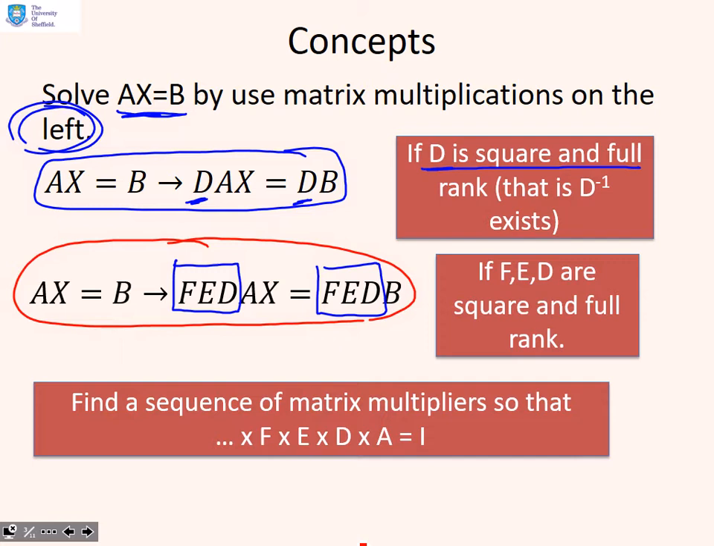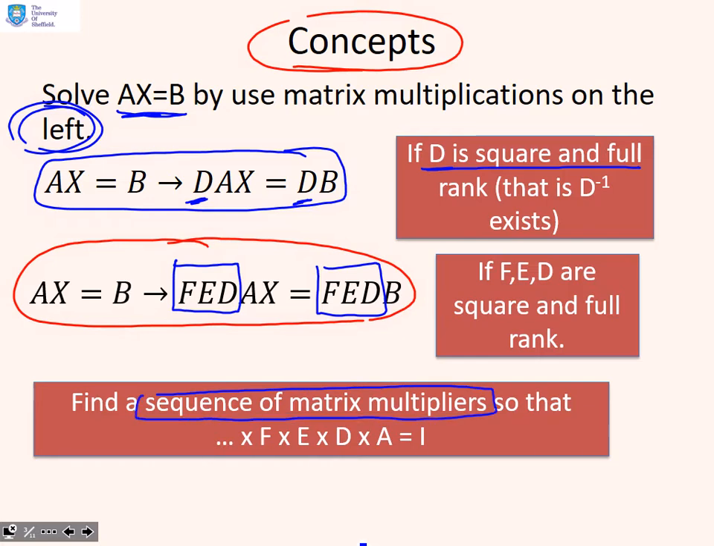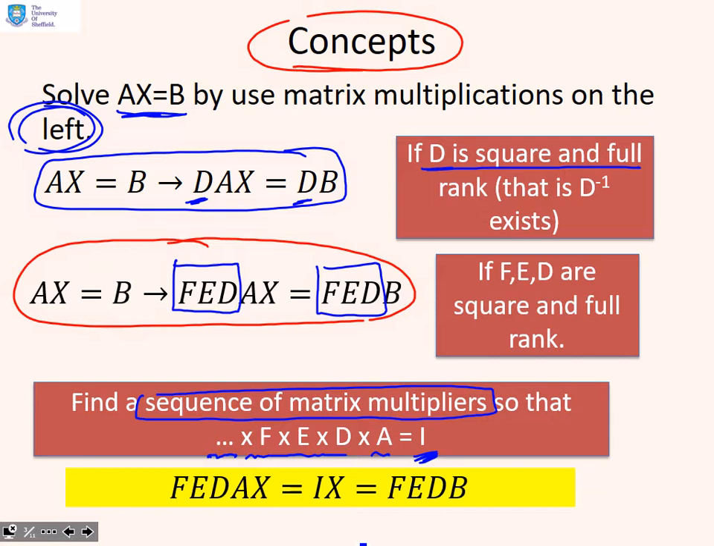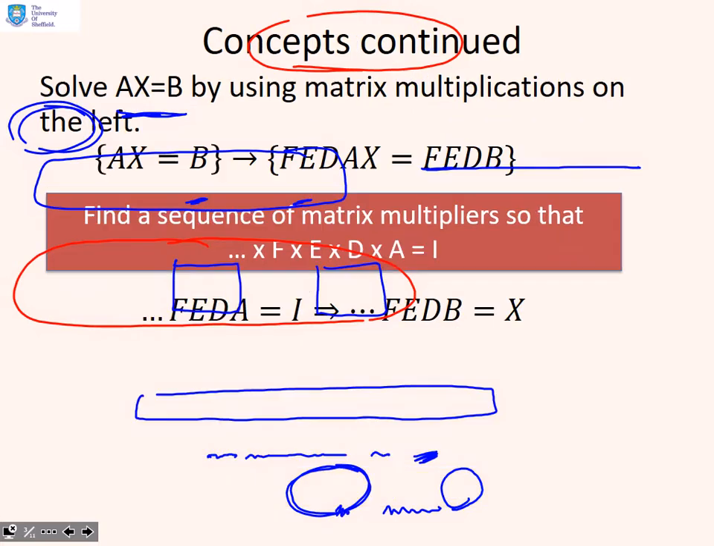So what is it we want to do? What's the key concept we're focusing on here? We want to ask, can we find a sequence of matrix multipliers? So you can see I've used the dots to say there might be many, and then F, E, D, so that when we multiply these all by A, we get the identity. Because if we do this, then the same matrices multiplied by b will give me x. So whatever operations I've done on A will end up giving me x.